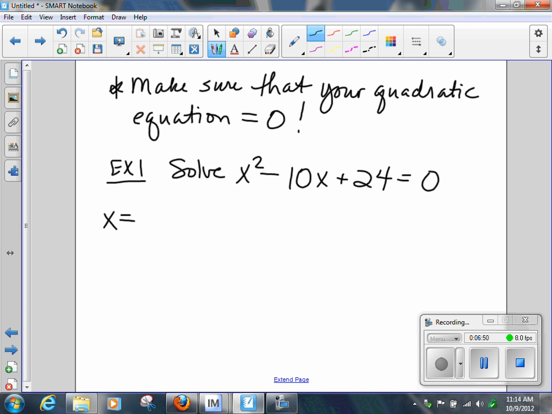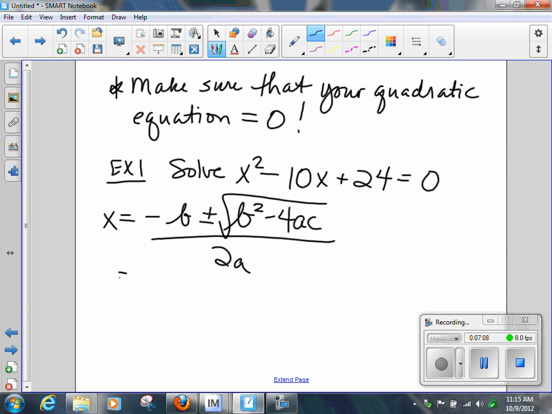Write the formula every time. Why? It's because the more you write it, the quicker you'll learn it. Negative b plus or minus square root of b squared minus 4ac, all of that over 2a. Okay?